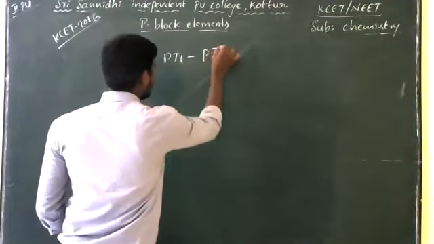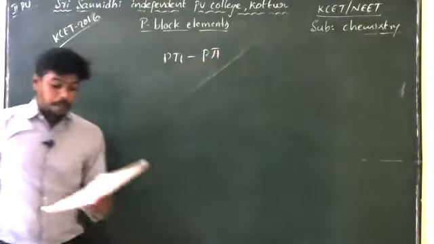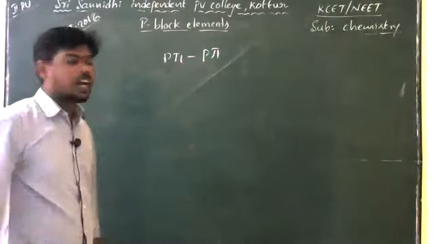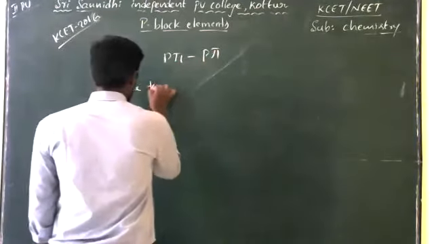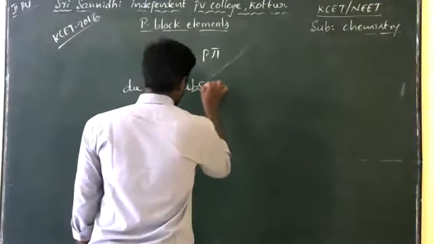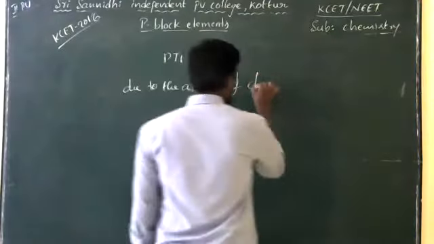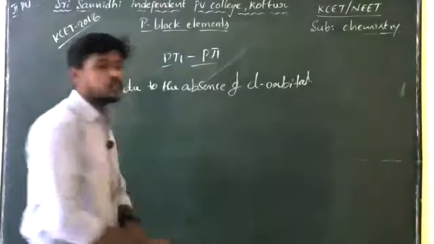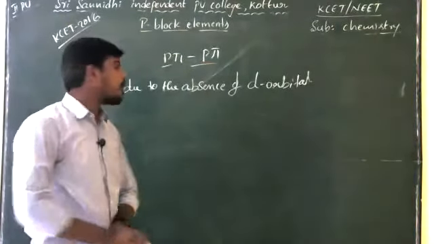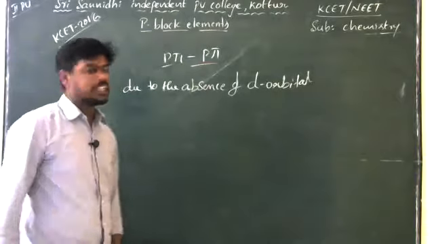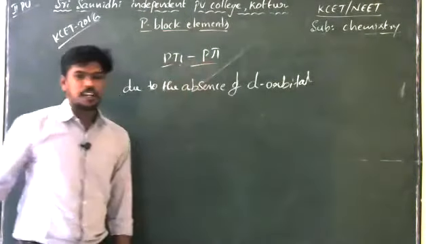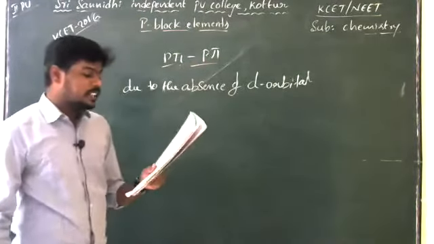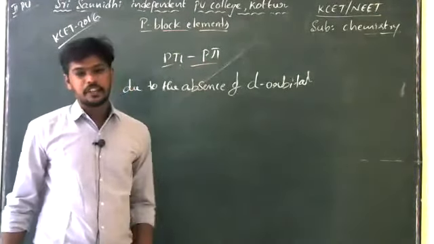So nitrogen always forms p pi bonds. Why p pi bonds? Due to the absence of d orbitals, it can form only p pi bonds with atoms of small size. So the fourth one is the answer. This is the proof for nitrogen.